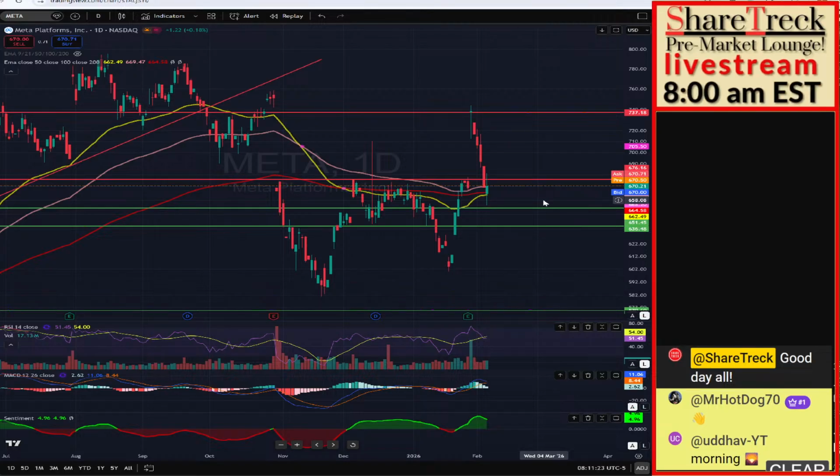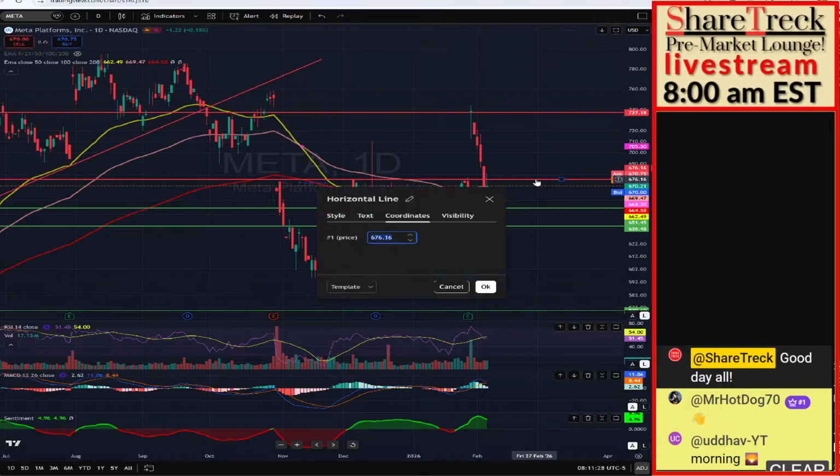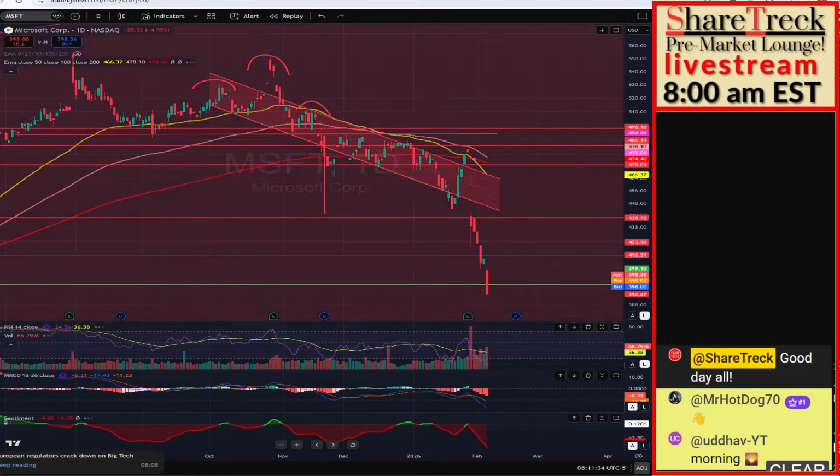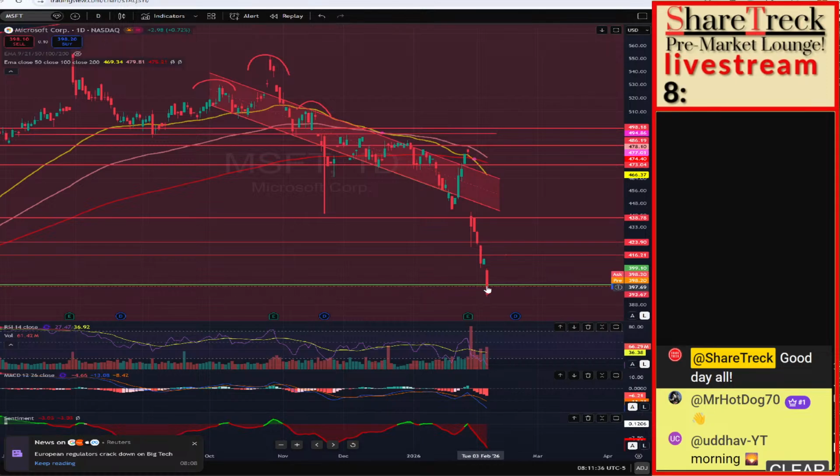And our resistance is going to be 670. Let us look at the 676.16 is the resistance. Now, when we look at Microsoft, it's up 1.12% in pre-market trades. And we have resistance at 399.10.